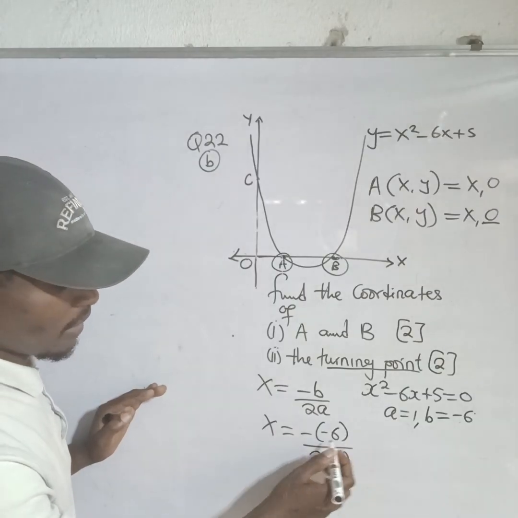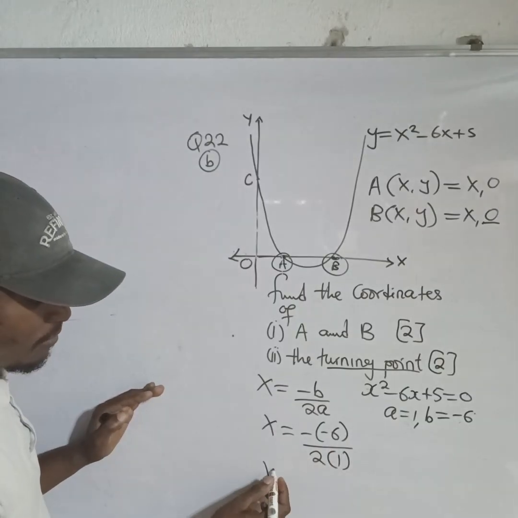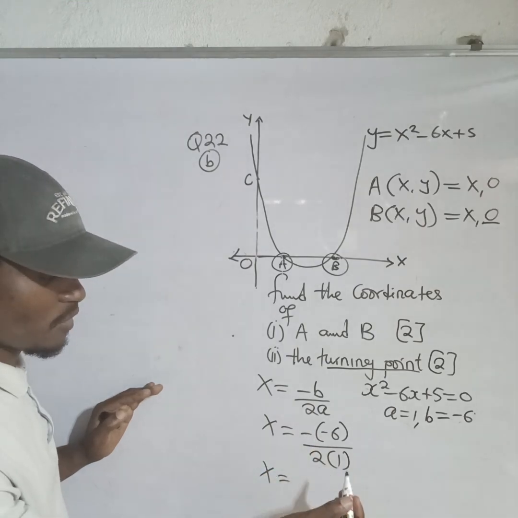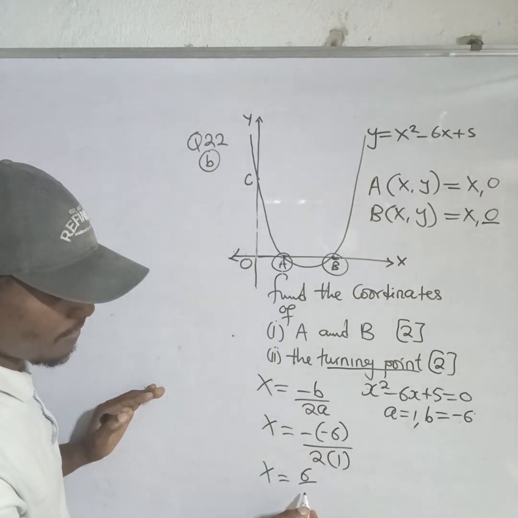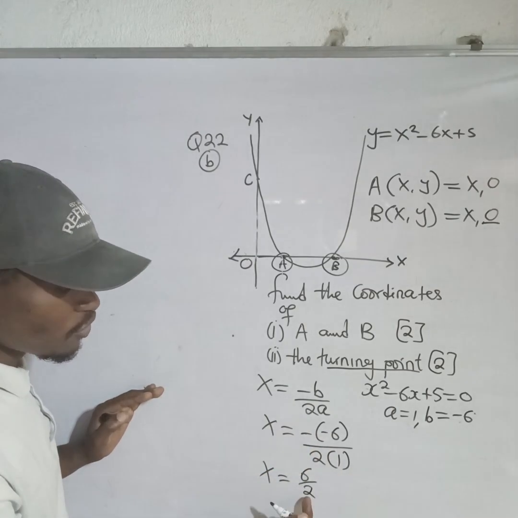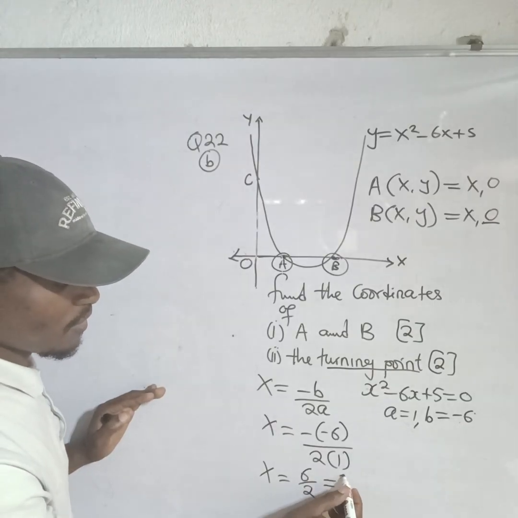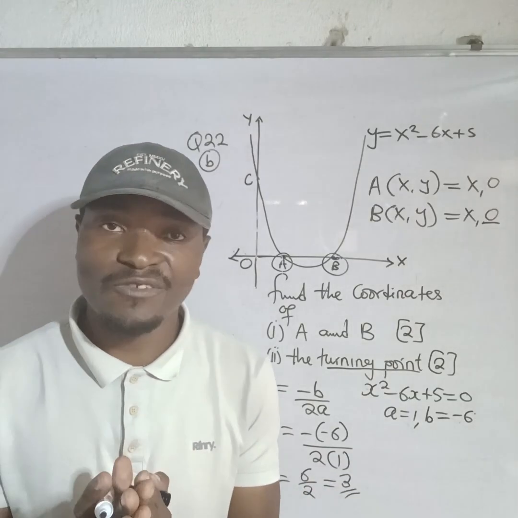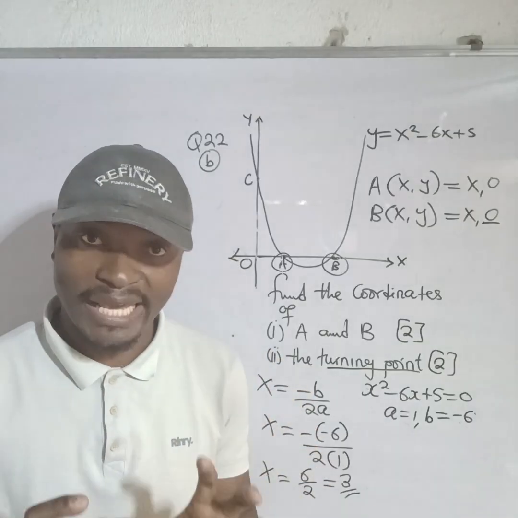And then from there, I can say my x is equal to negative times negative, that is positive 6, over 2 into 1, so we have 6 over 2, which is just going to be 3. So now that gives us the coordinate of x.